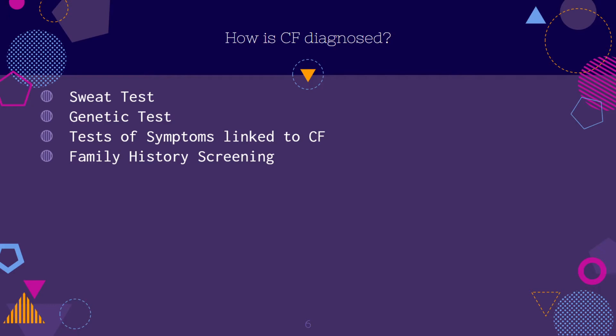Genetic testing is more accurate, and it can also test for a broader range of mutations. So a blood sample or a sample of cells inside the cheek is screened for mutations that can cause CF. There are also other tests that identify symptoms that link to CF, such as a chest X-ray, a CT scan, a lung function test, or pancreatic function test. There is no way to prevent an individual from developing cystic fibrosis. However, screening of family history for signs of the mutated gene can help identify carriers or affected individuals before it is too late.